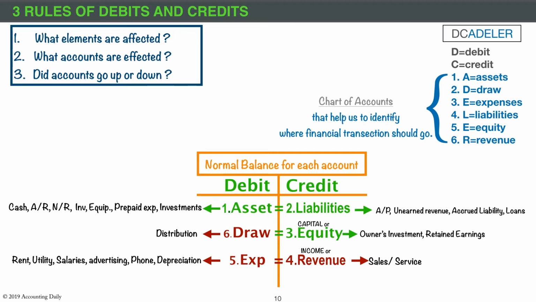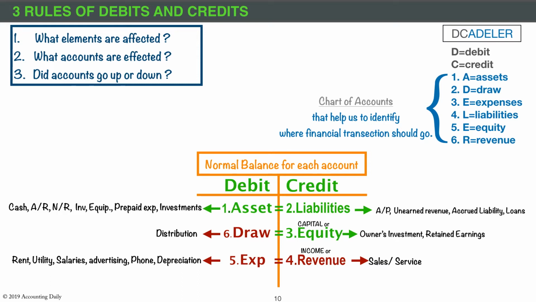So to summarize, assets, draw, and expenses will increase when debited and decrease when credited, whereas liabilities, equity, and revenue will increase when credited and vice versa.